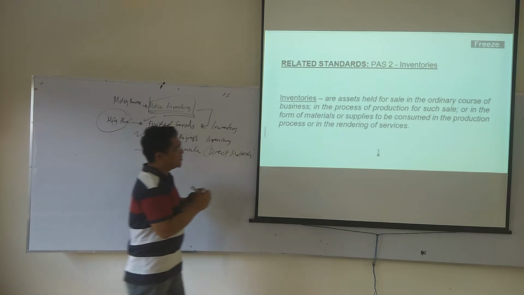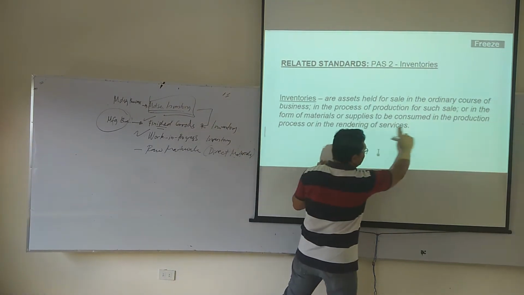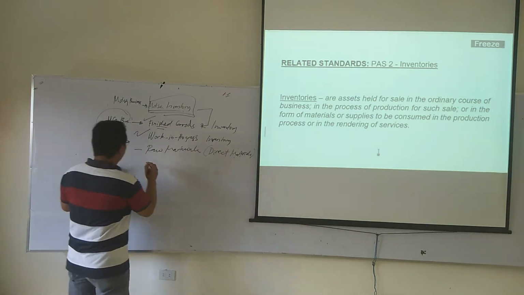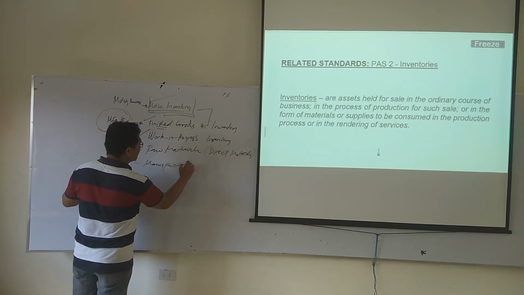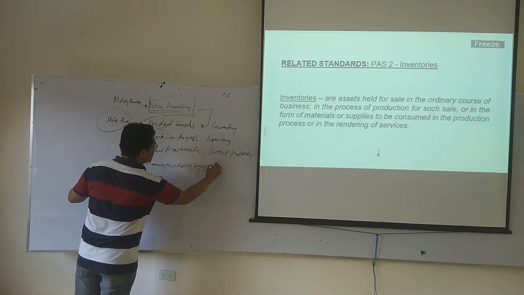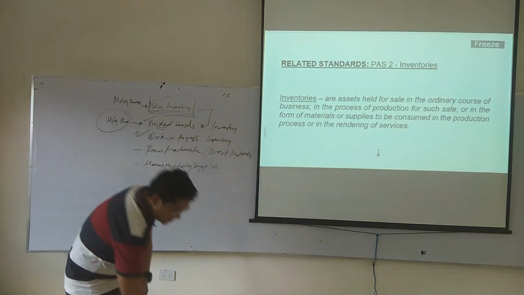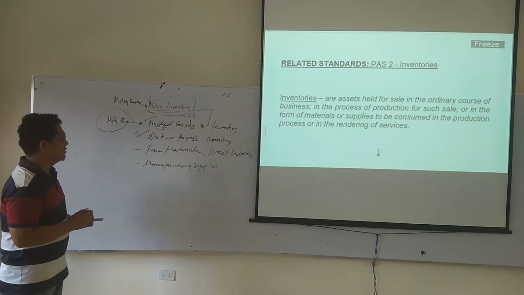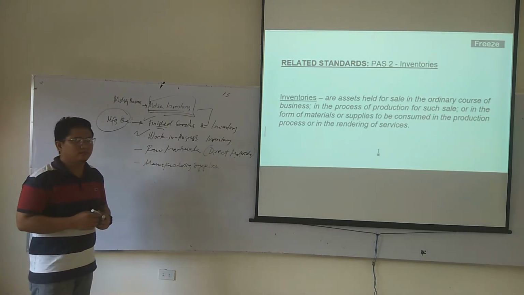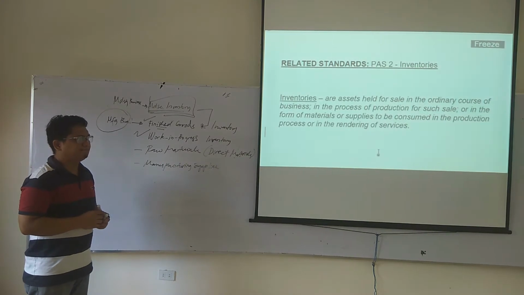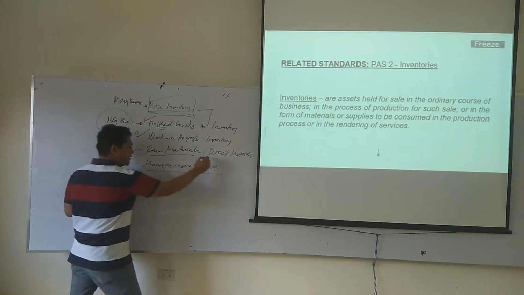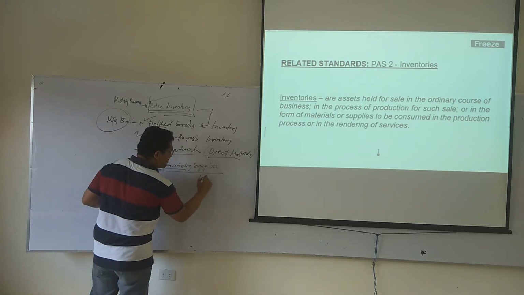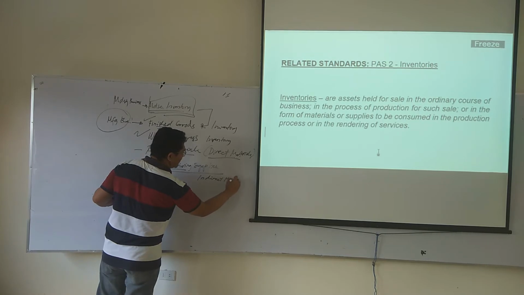Also included in the definition are supplies to be consumed in the production. Therefore, you have here also manufacturing supplies. So they are also included in the definition of inventories. Manufacturing supplies, okay, these are different from direct materials. These supplies are called indirect materials.